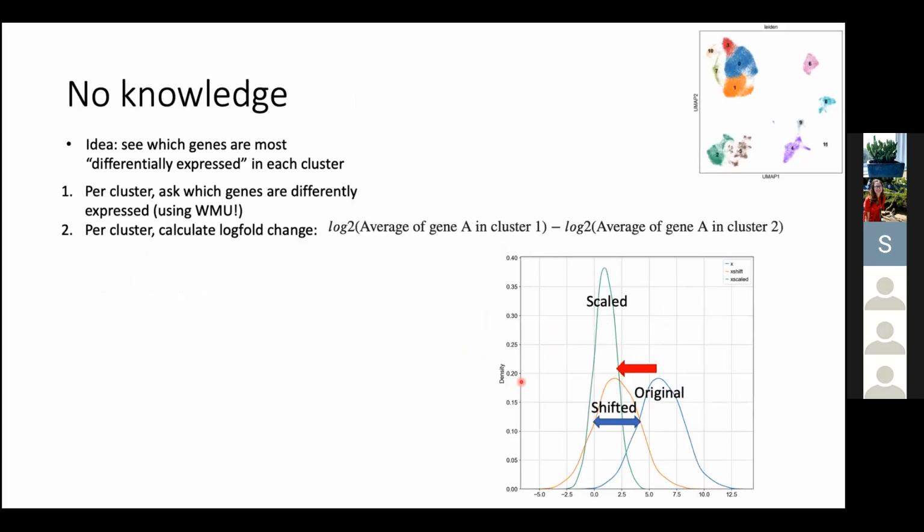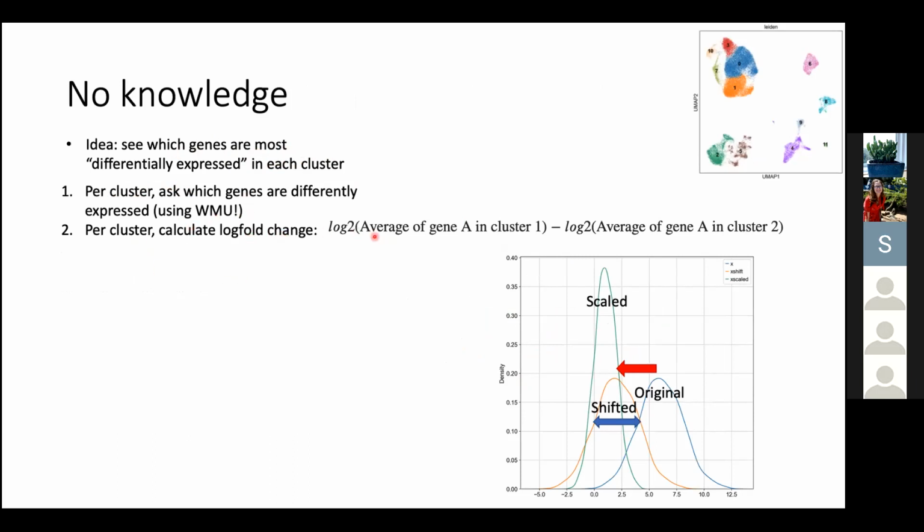Okay, so here's the basic setup. And again, this is what is standard in the field right now. The idea is we're going to ask which genes are most differentially expressed in each cluster. Per cluster, we're going to ask which genes are expressed. And then per cluster, we calculate the log fold change.